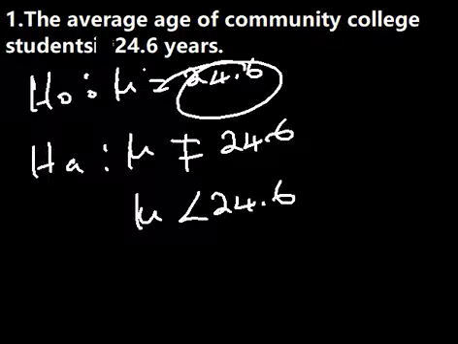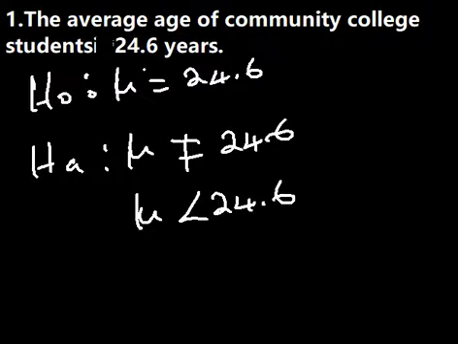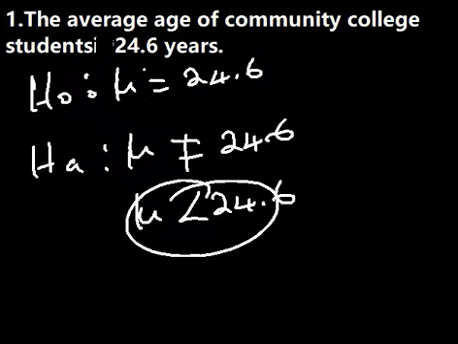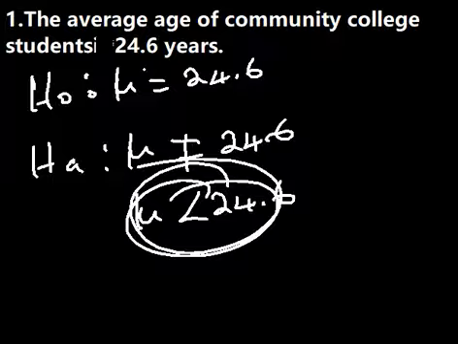That is also a one-tailed test, a right-tailed one. But in this case, mu is not equal to 24.6, and of course we can also have mu less than that or greater than that. So bear that in mind.